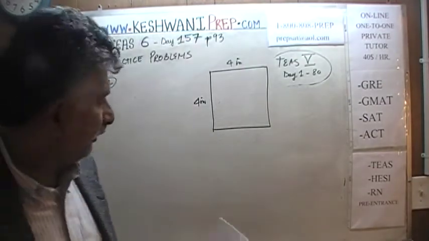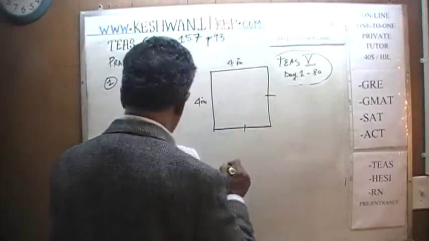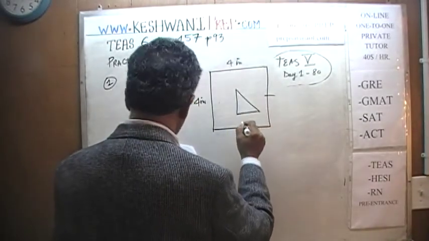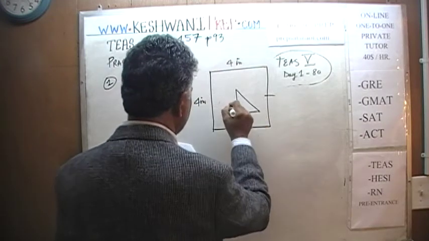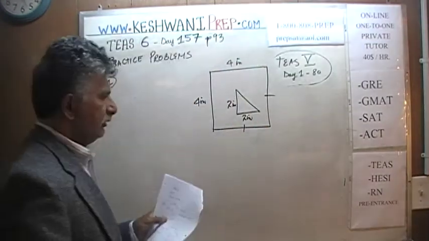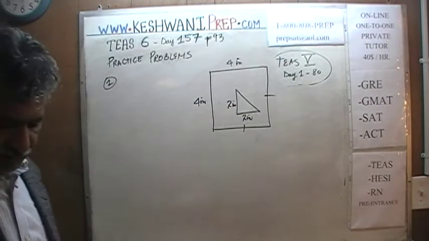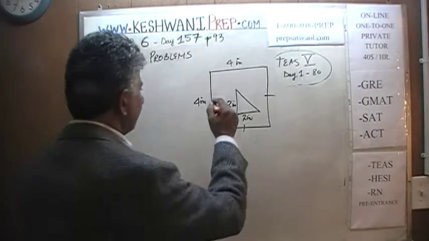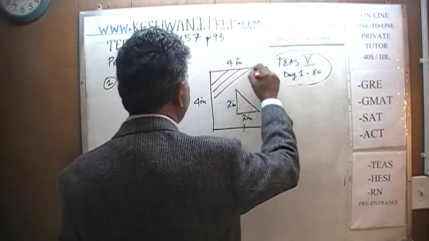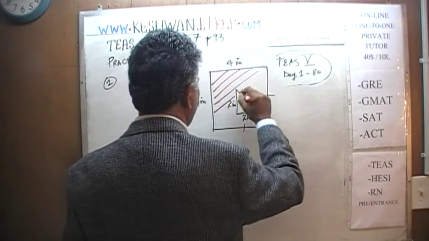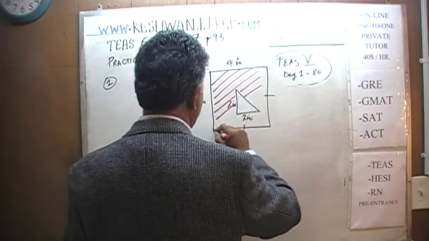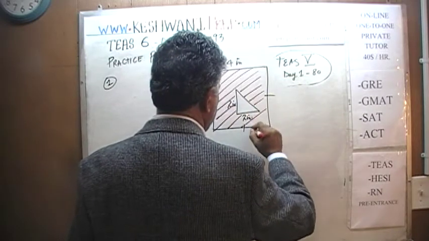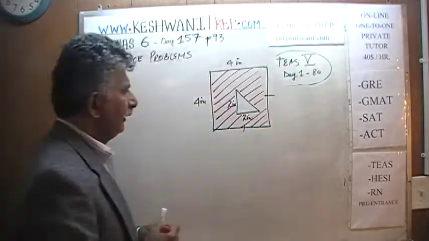Well, if both sides are 4 inches, this side must also be 4 inches, and this side must also be 4 inches. And inside it, we're given a triangle that looks something like this. And we are told that the base of the triangle is 2 inches, and the height of the triangle is 2 inches. And the question is, what's the area of the shaded region? The shaded region being everything that falls outside. Well, that's your shaded region.